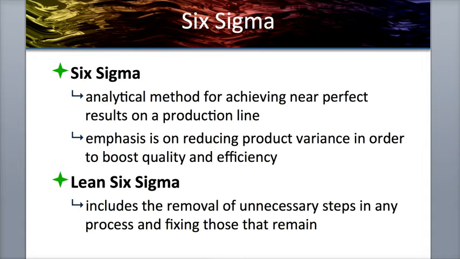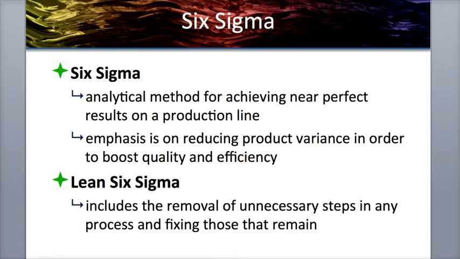Now, Six Sigma is a management idea that was popularized in the 80s, and it was made by Motorola. And it's basically an analytical method for achieving near perfection in production. So Six Sigma is mostly associated with production, and we're going to emphasize reducing product variances and increasing quality and efficiency so that there's very few mistakes or scrap in the production process.